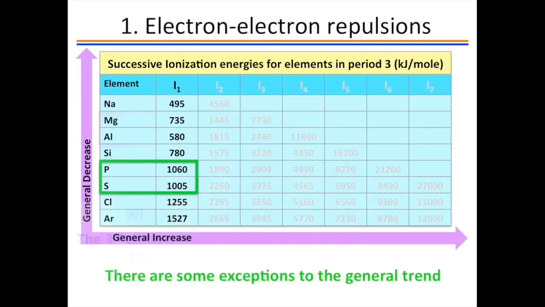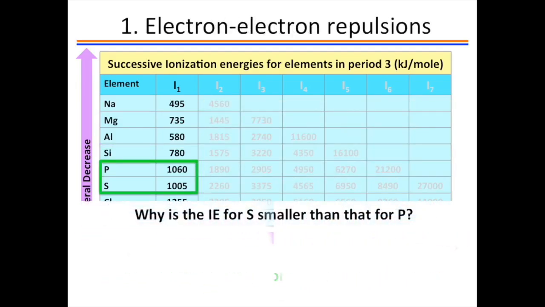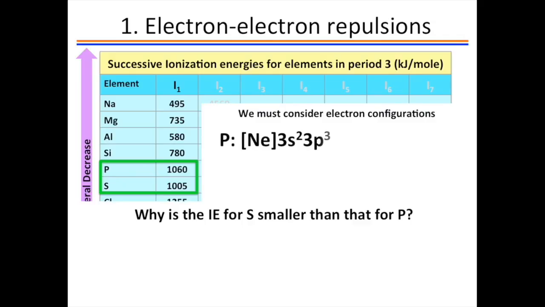What about the second exception? Why is the ionization energy for sulfur smaller than that for phosphorus? The electron configuration of phosphorus shows 3p electrons with the same spin in different p orbitals. The electron configuration for sulfur shows that 2 of the p electrons have their spins paired.